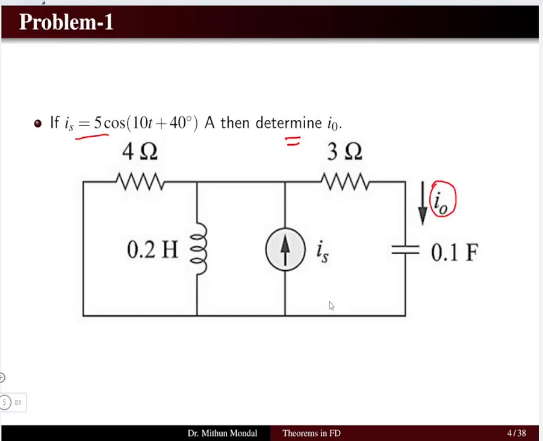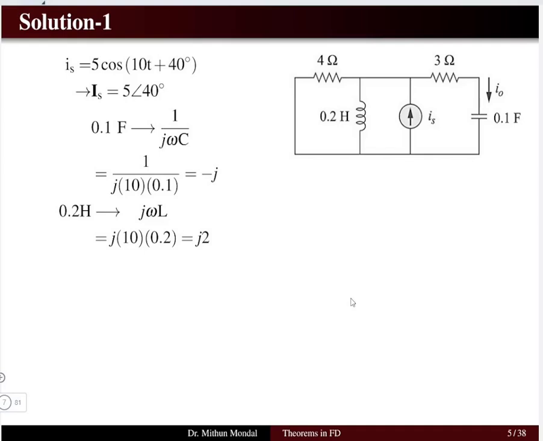In this problem, you can see that the current is a function of time. It means that the current is an AC current, alternating current, and we have an inductor and capacitor in the circuit. So apart from the resistor, we have an inductor and capacitor, and obviously this problem lies in AC circuits. Now how do we approach this type of problem? That is very important to understand.